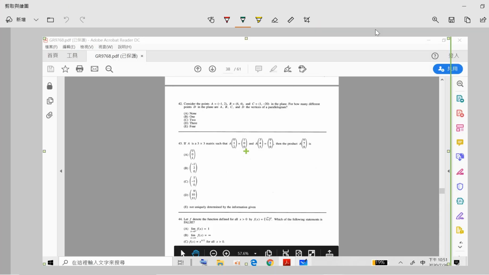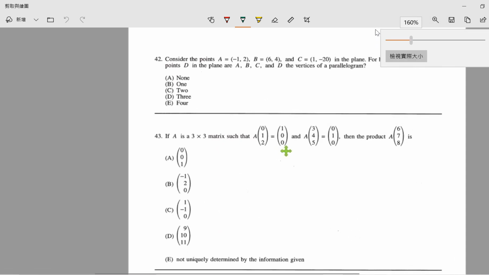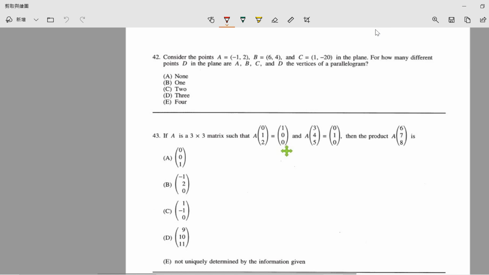Guys, today we are solving a Math GRE Subject Test, form 9768, questions 42 and 43. Okay, 42. This is an easy question. Let me explain. Basically, it gives you any 3 points A, B, C. I just randomly plot the 3 points.